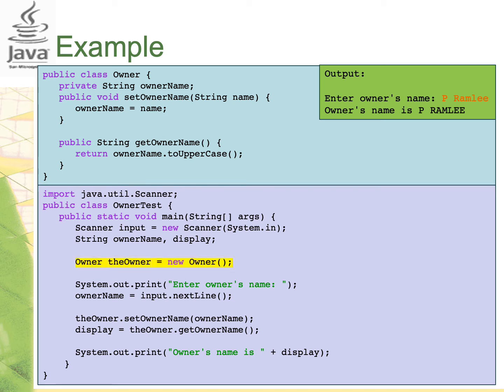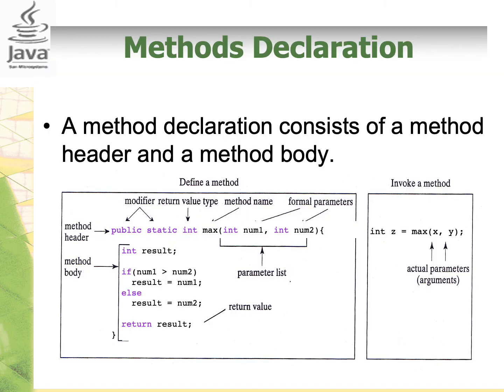For OwnerTest to access the Owner class's methods and data fields, it needs to create an object of Owner. It can then access and invoke the methods and data fields of the Owner. Let's look at another example.